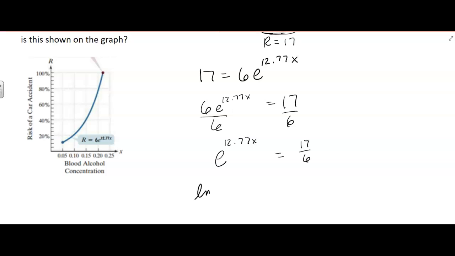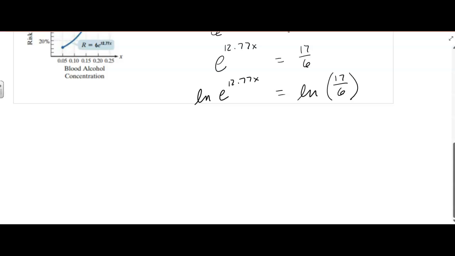So we just insert natural log e to the 12.77x equals natural log. And then we're going to have to use parentheses here, 17 divided by 6. Now you might be saying sometimes people are tempted to just get a decimal approximation for 17 over 6. You don't want to do that. You don't really want to round stuff off early on in the calculation. It can make your answer off by quite a bit. So we'll save that till we put it in our calculator.